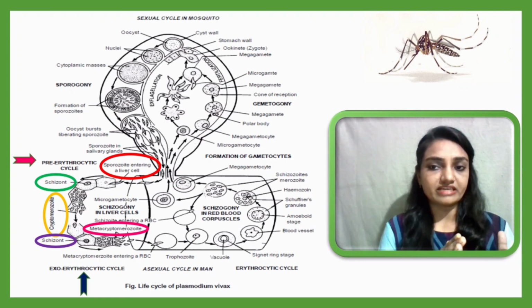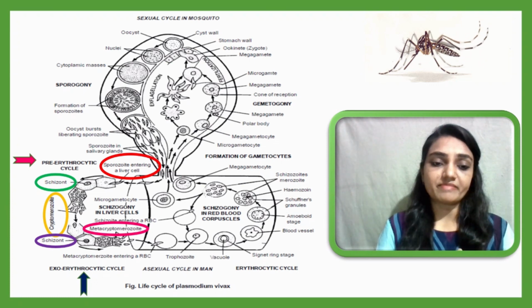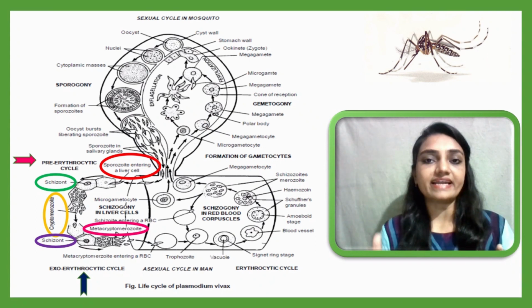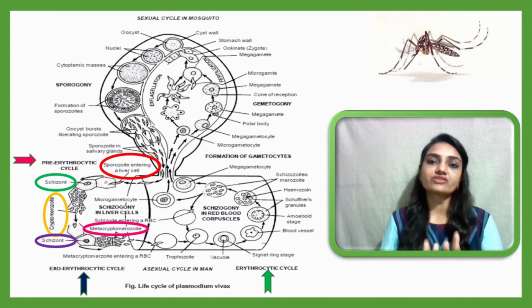When metacryptomerozoites are formed and released from the liver cell, they will now enter the RBC, and that is the initiation of the erythrocytic cycle.